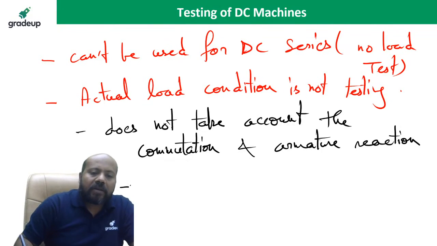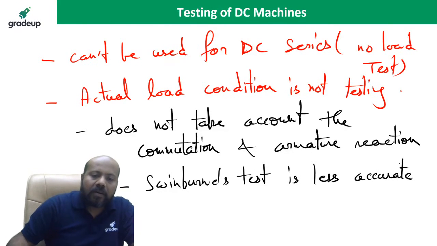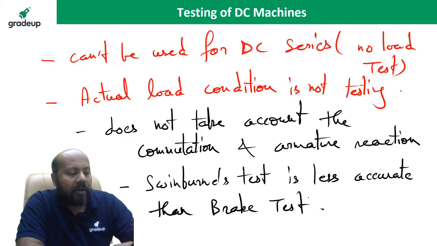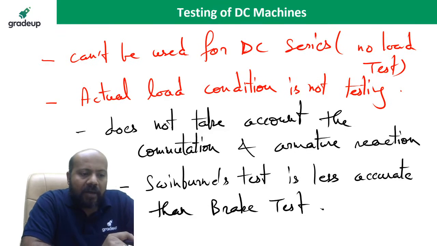So you can very well say that Swinburne's test is less accurate than Bragg test, because in the Bragg test you are actually putting the machine under the load condition. Everybody just tell me, are you getting this idea clear in your mind?